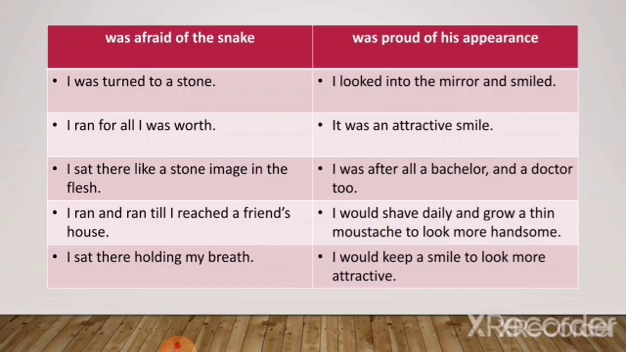So the sentences that indicate the doctor was afraid of the snake are: I was turned to a stone. I ran for all I was worth. I sat there like a stone image in the flesh. I ran and ran till I reached a friend's house. I sat there holding my breath. And the sentences that show the doctor was proud of his appearance are: I looked into the mirror and smiled. It was an attractive smile. I was after all a bachelor and a doctor too. I would shave daily and grow a thin mustache to look more handsome. I would keep a smile to look more attractive.